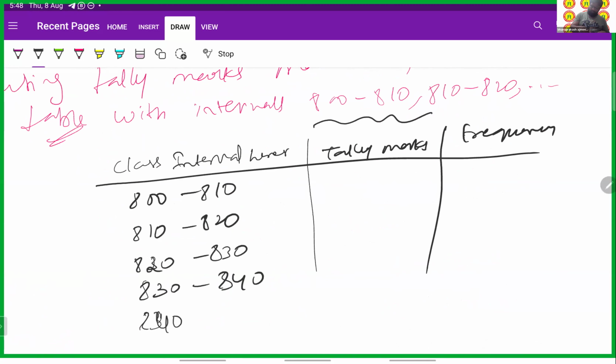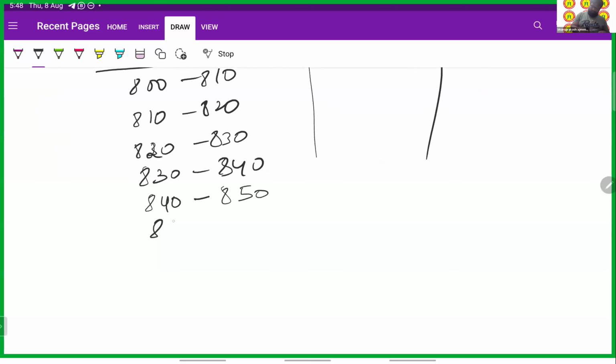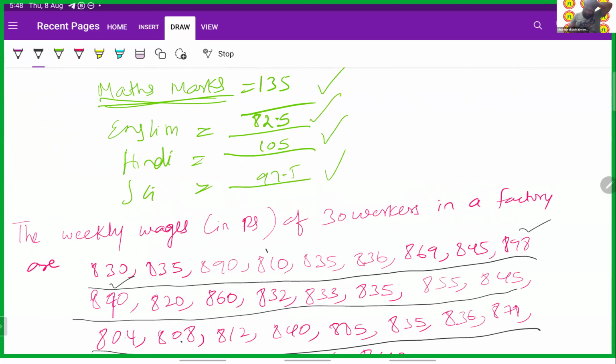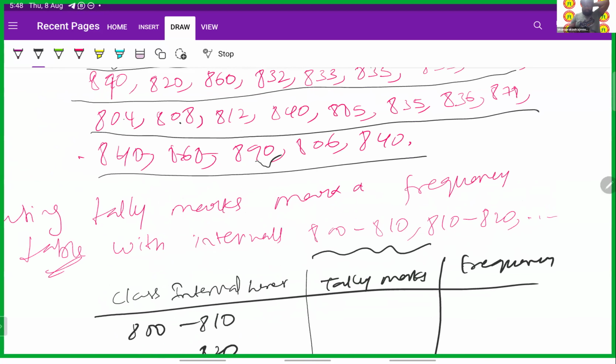840 to 850, 850 to 860, 860 to 870, 870 to 880, 880 to 890, 890 to 900. And I can see it goes till 900. Is that okay?